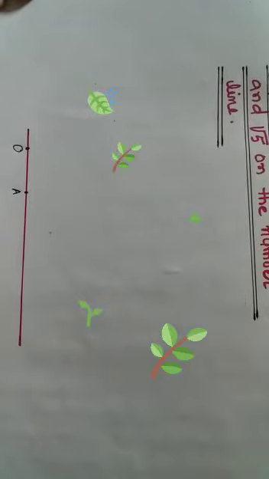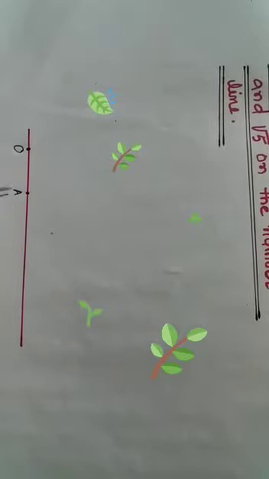Now see, for this, we will consider the number line and mark a point O on it, and let it represent 0. Let A represent 1 on the number line. So here OA is equal to 1.